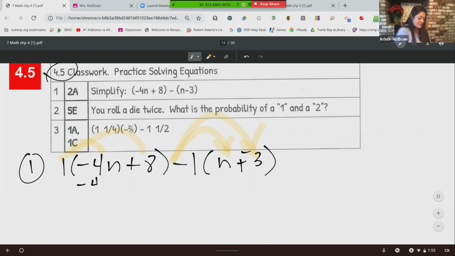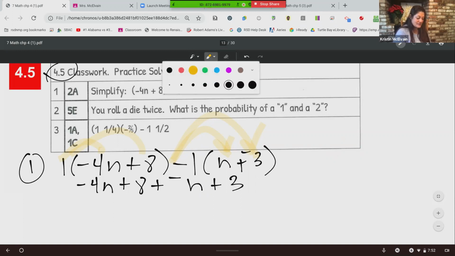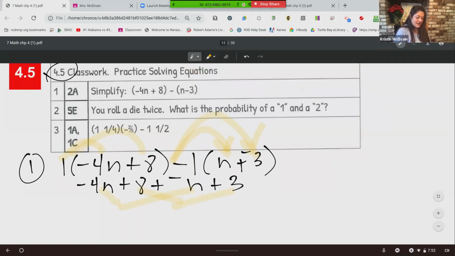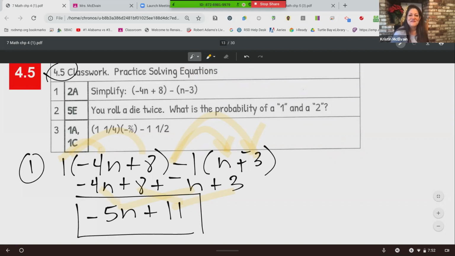So we have negative 4n plus 8 plus, now I have a negative times a positive, it's going to be a negative n. Then we have a negative times a negative gives me a positive 3. Combine like terms, so here's my n's. Negative 4n and a negative n gives me a negative 5n plus 11. And there's my simplified problem.